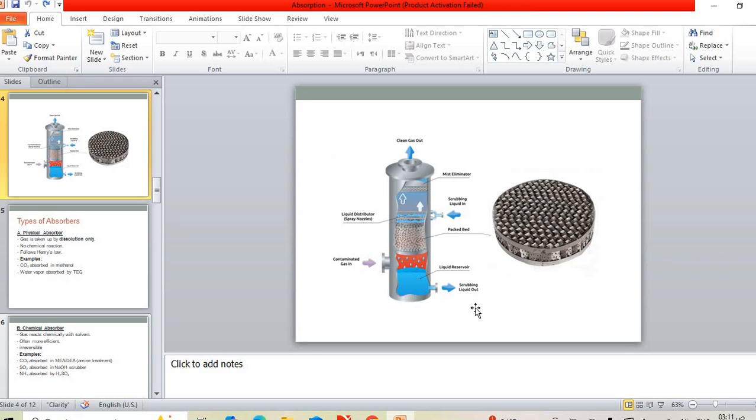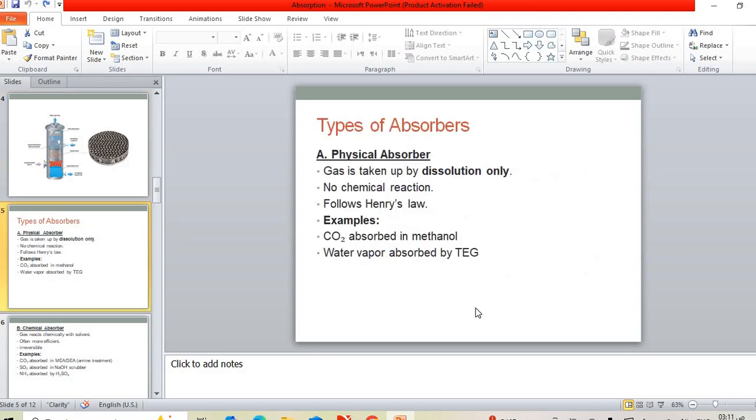So let's go to what types of absorption. We have two types. The first type is a physical absorber. From its name, there is no chemical reaction happening between the solvent and the contaminant gas. And of course, it follows Henry's law, which is based on the solubility of gas in liquid.